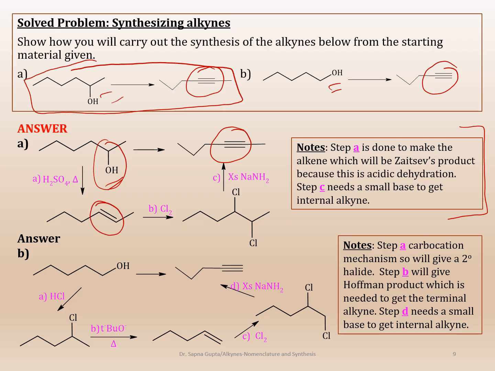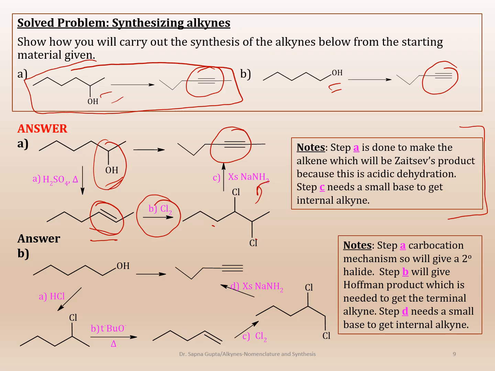Why I will get that is because it's a carbocation mechanism, right? Dehydration of alcohol to give alkene is an E1 mechanism, and I will get the Zaitsev product in that. So once I have the alkene, not a problem. I add Cl2, get my dihalide, and then of course I just have to do elimination, right? Two eliminations, and I get an internal alkyne. No problems for the first one.